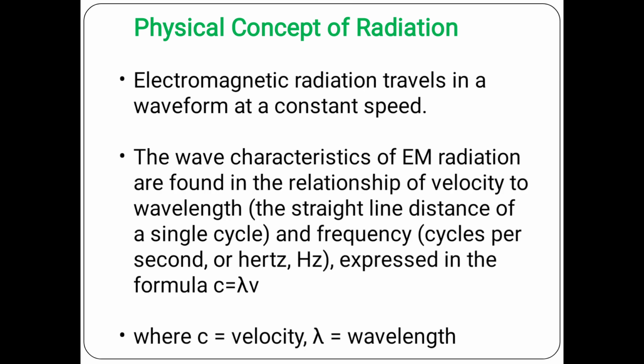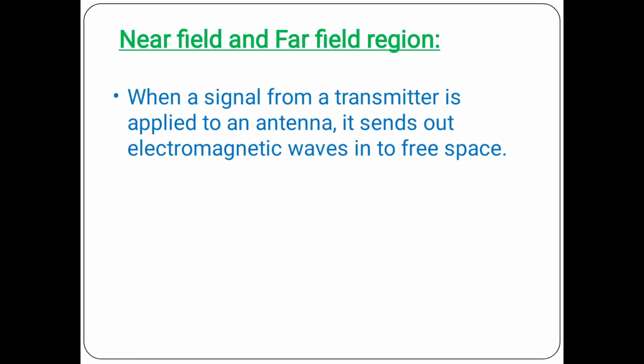The wave characteristics of EM radiation are found in the relationship of velocity to wavelength and frequency, expressed by the formula c = λν, where c is the velocity and λ is the wavelength. Nearer and far field region.